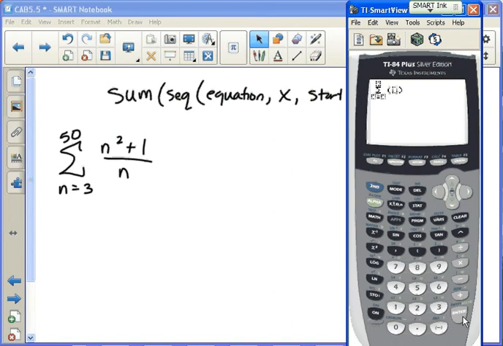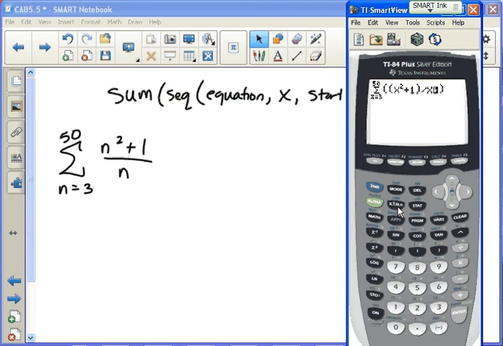So I get x equals 3 on the bottom. I move up to the top, and I put a 50 in right there. And my equation is, I need parentheses, x squared plus 1, close the parentheses, over x. So if you notice, that matches. And if you would rather use n, since they use n, by all means, you can do that.